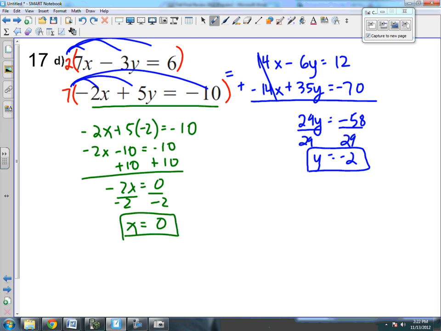and you get x is 0. So my solution, my answer to this system, is the point where x is 0 and y is negative 2. So hopefully that helps you solve a system by elimination.